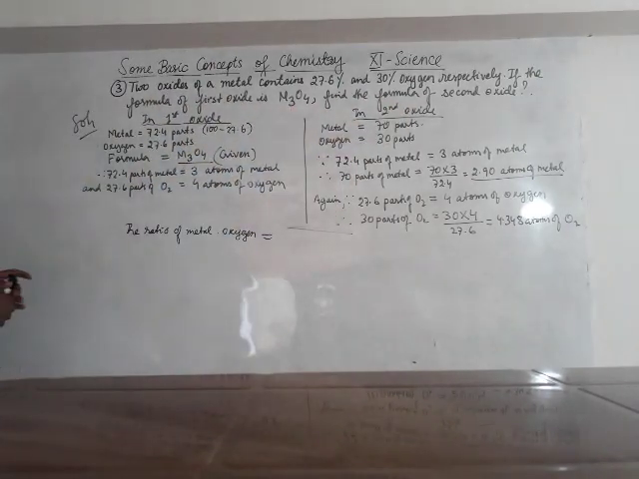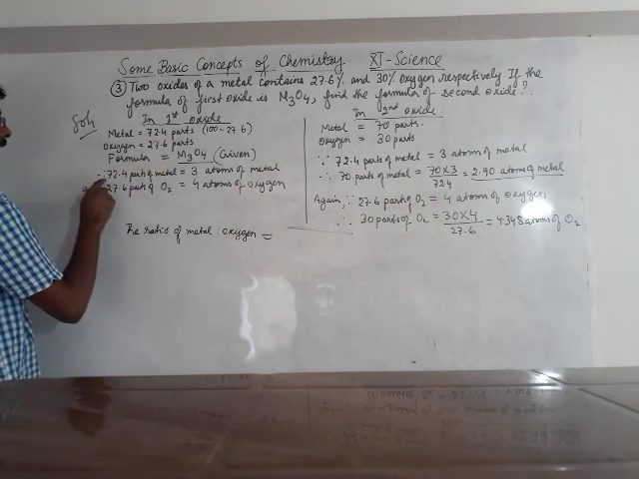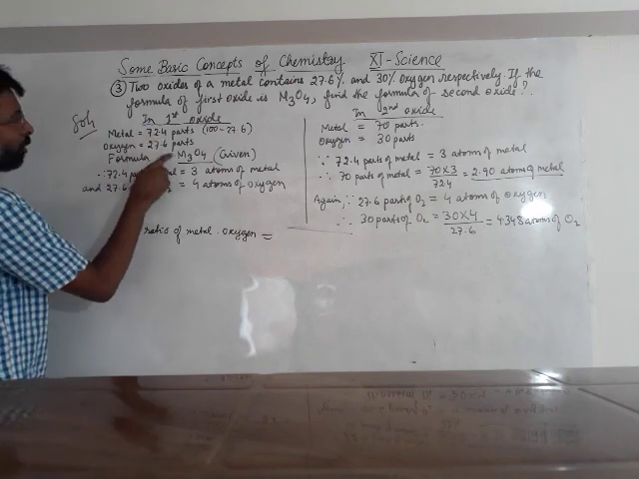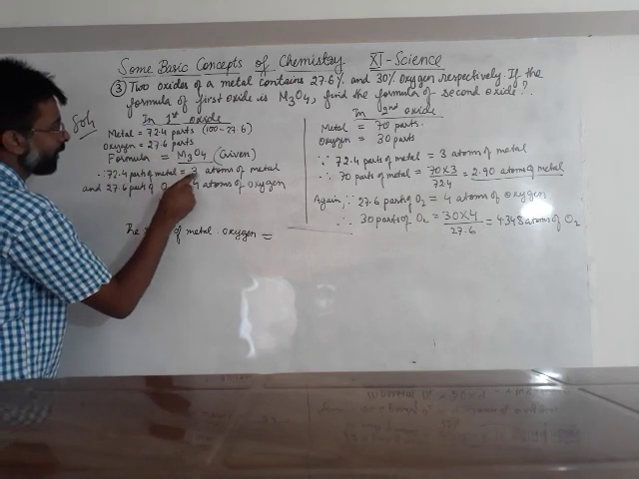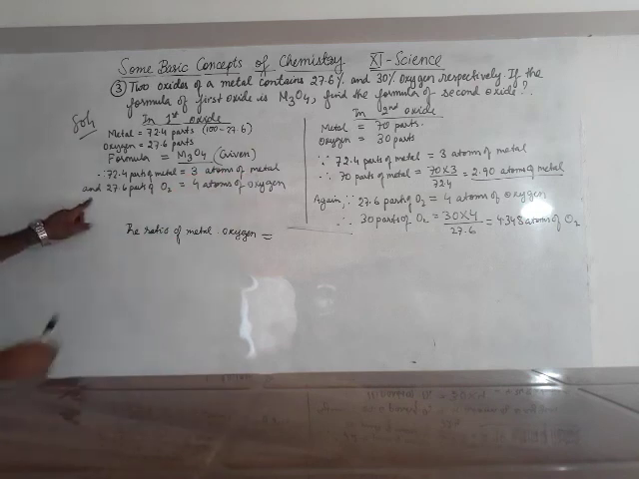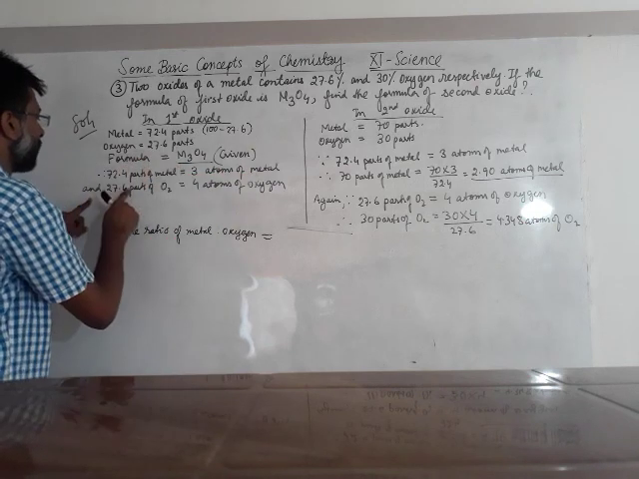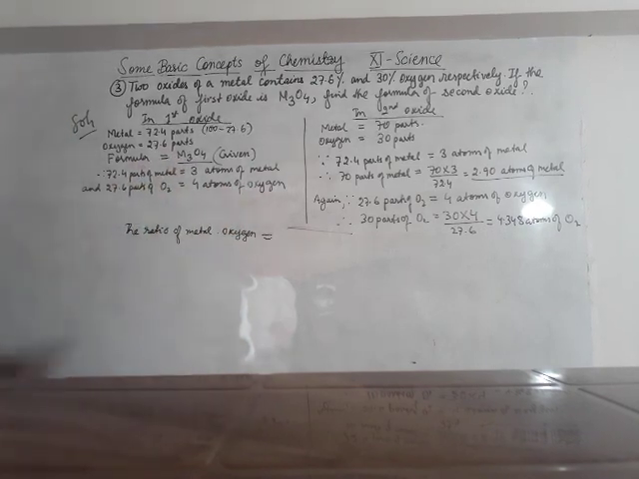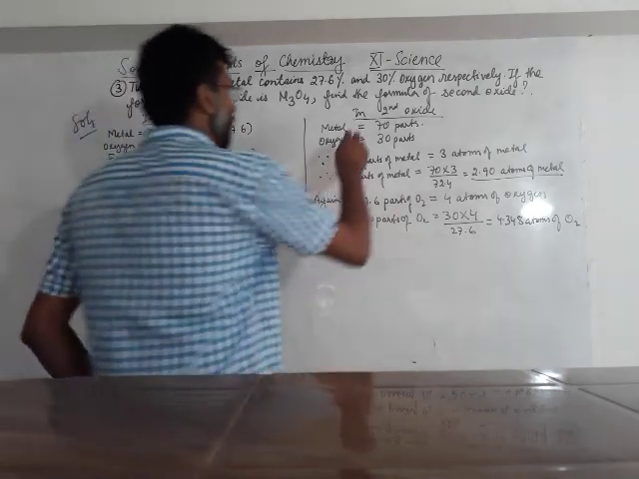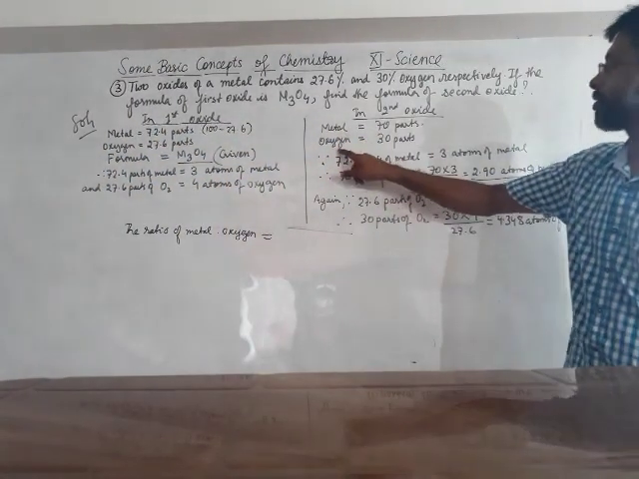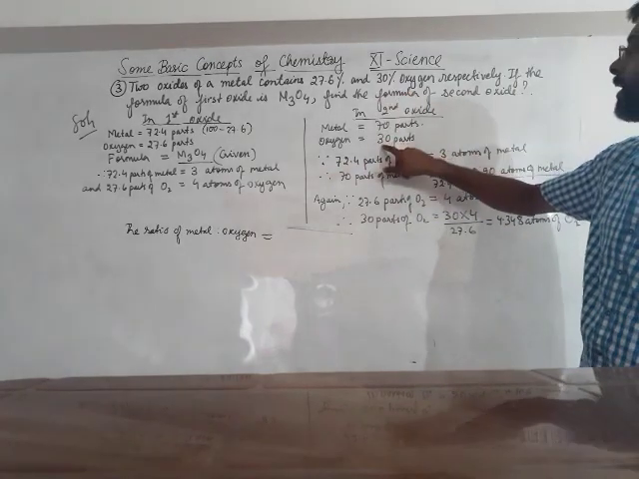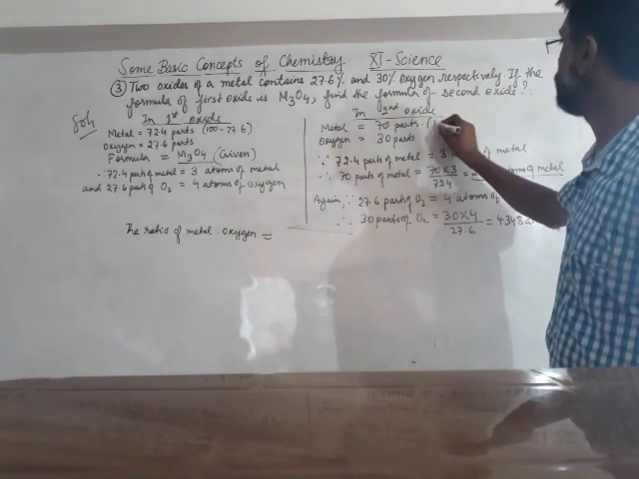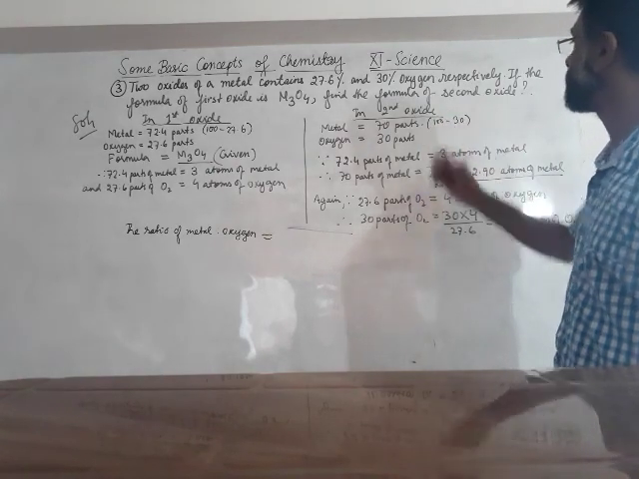So here, using whatever data is given, I write 72.4 parts of metal. Look at the formula. How many atoms of metal? 3 atoms of metal. And this 27.6 parts of oxygen, how many atoms? Look in the formula, 4 atoms of oxygen. Then you go to the next column. In the second oxide, oxygen is given 30%, so write it as 30 parts. If oxygen is 30 parts, to find the parts of metal, we can do 100 minus 30. So that will give me 70 parts.